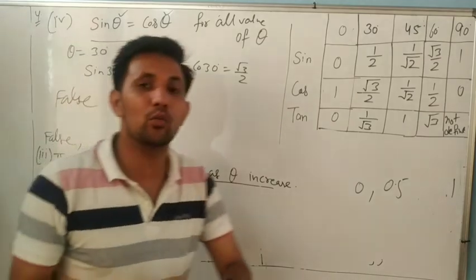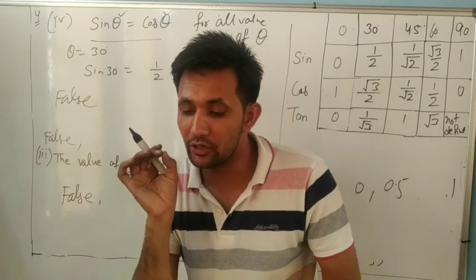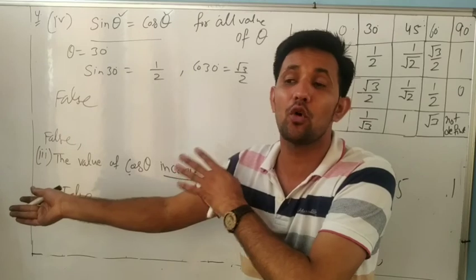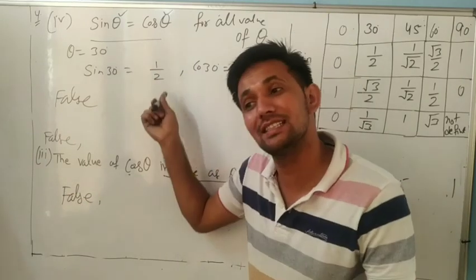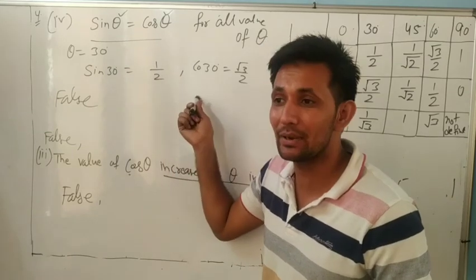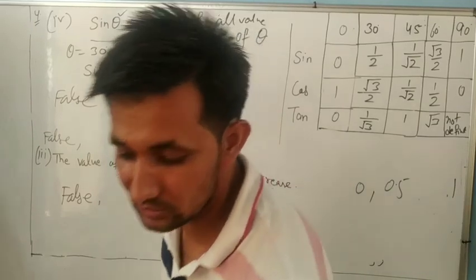Whenever in any question it comes to true and false, if you want to show something is false, what will we do? We give one counter example, which does not satisfy the statement. So when they are not equal, it means it is false. Last part.